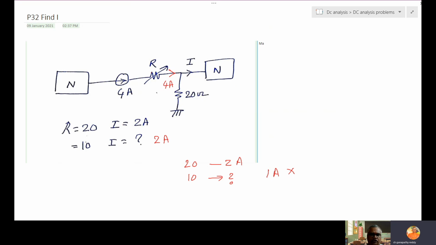This R value can be 20 ohms, 10 ohms, 0 ohm or 1 megaohm. The current remains 2 amps only.